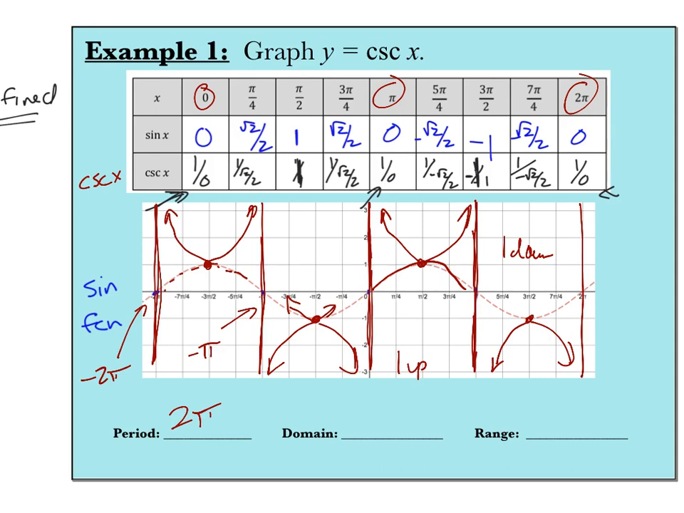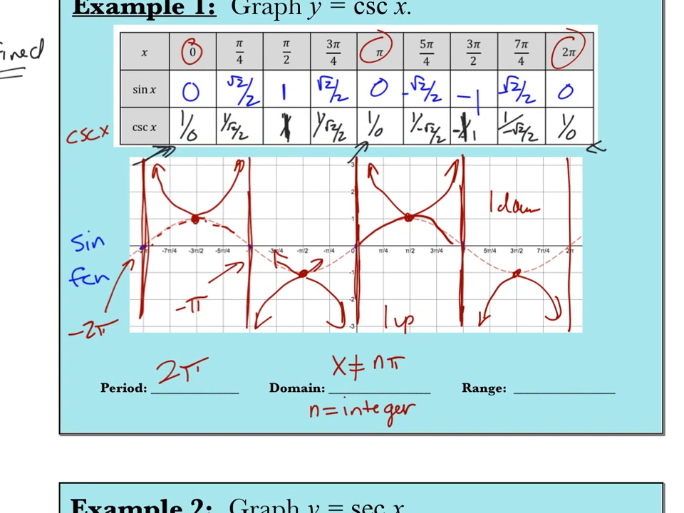So what I can say is x cannot equal any integer times pi. Any number times pi is going to give me an asymptote, and that's not going to work. Okay, so what's my range? How far can I go up or down?